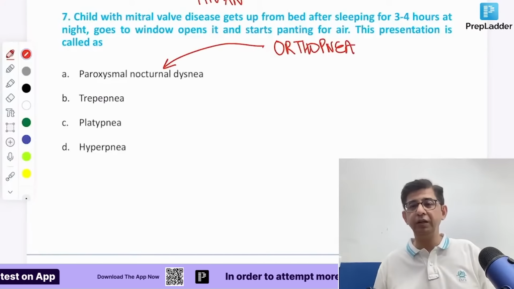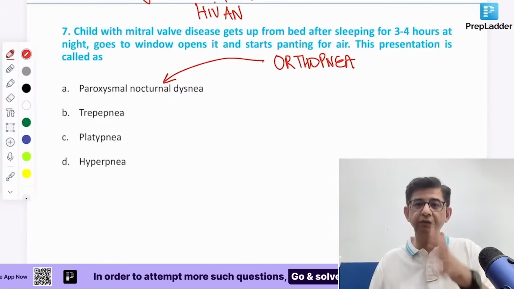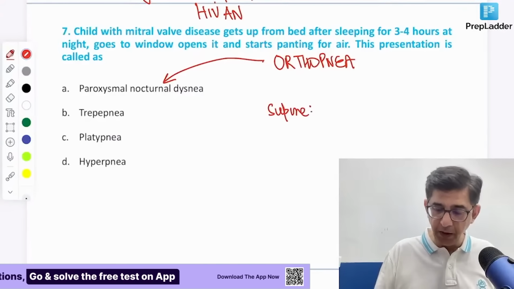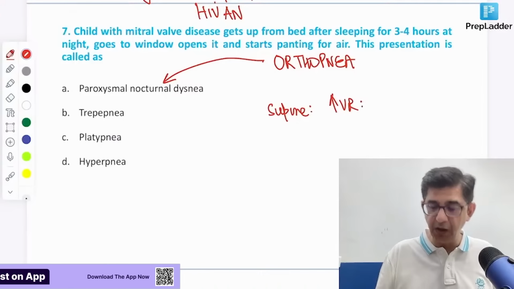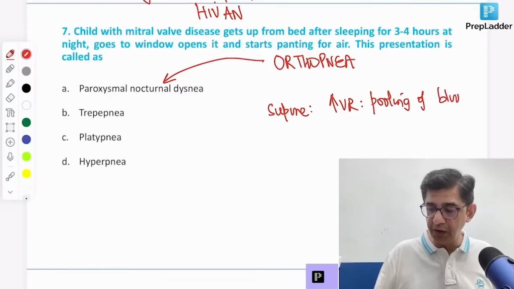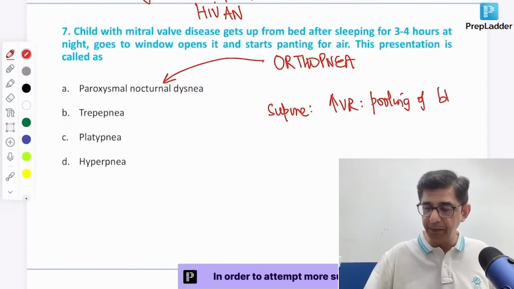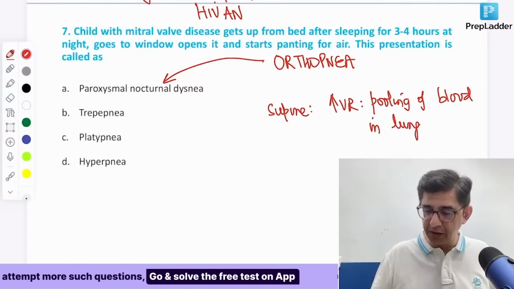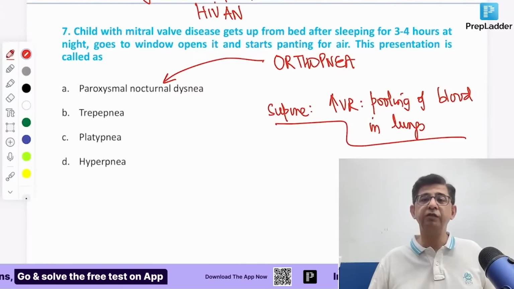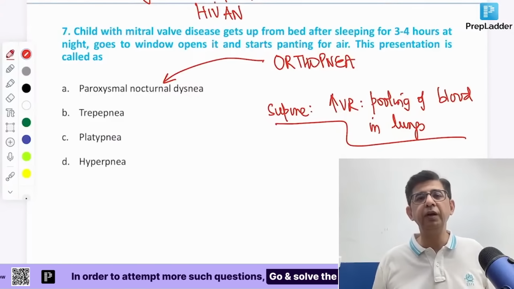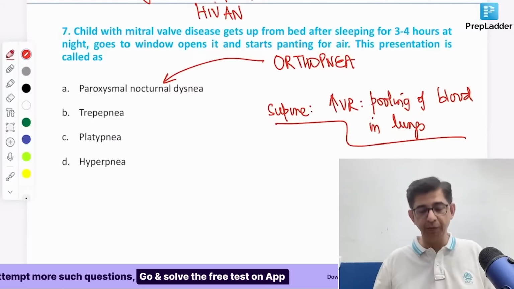रात को जागेगा तो एकदम से 2-3 घंटे लेटेगा तो venous return will increase. If somebody will be lying supine, then the venous return to the right side of the heart will increase. The increased venous return will cause pooling of blood in the lungs, which is a feature seen in orthopnea. It occurs after 3-4 hours of sleeping, so we call it PND, paroxysmal nocturnal dyspnea. Answer to this question is option number A.